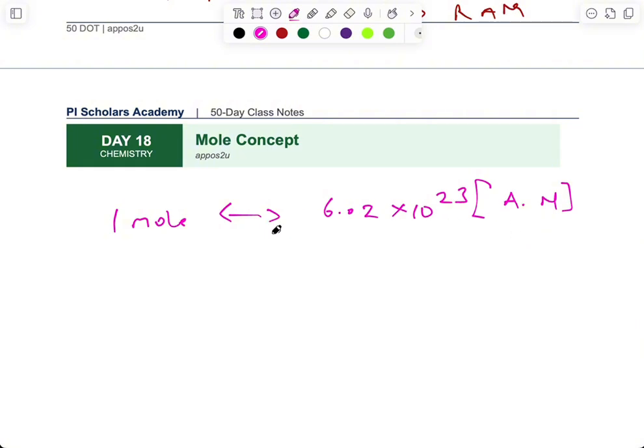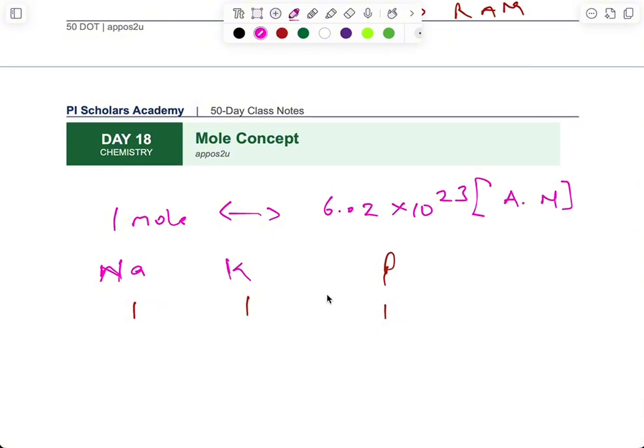This implies that whenever you pick elements like sodium, potassium, or phosphorus, even though these three have different mass numbers, when you pick 1 mole of each of them, you are going to have 6.02 times 10 raised to the power 23 atoms in each of them. I want you to take note.